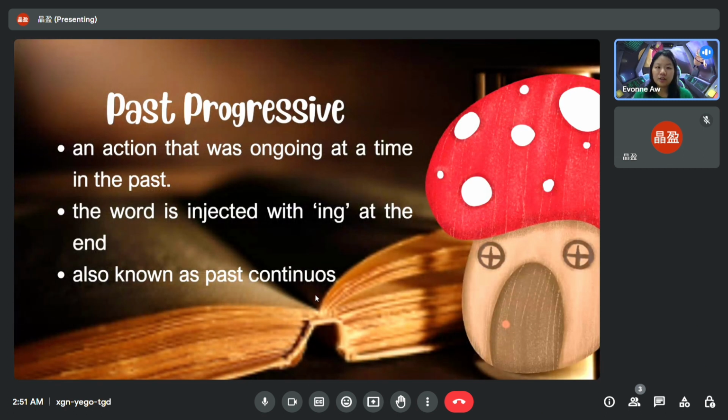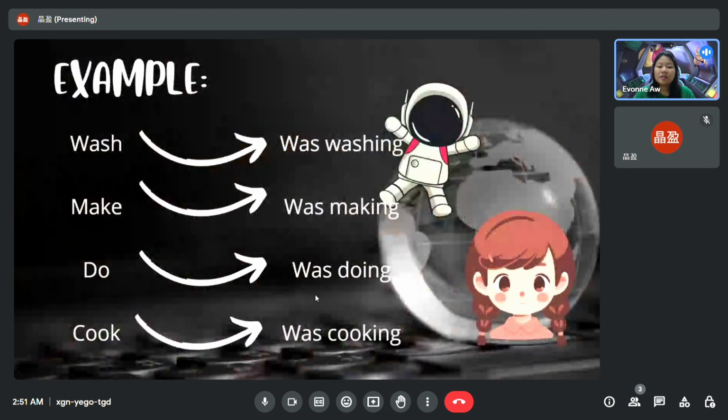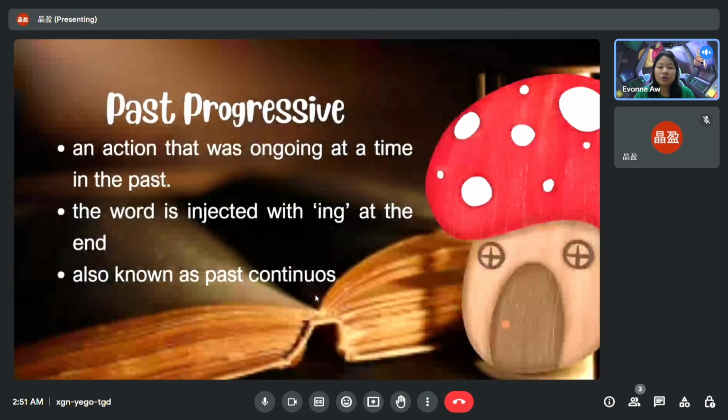As for the second one, it is the past progressive. Past progressive is an action that was ongoing at the time in the past. The word is injected with ing at the end. It is also known as past continuous.